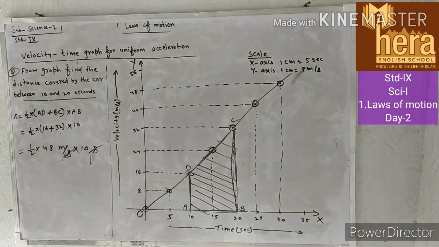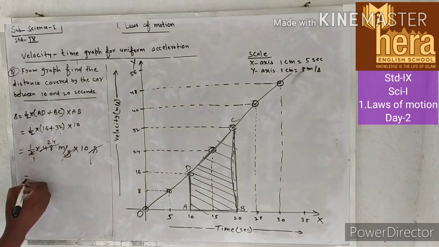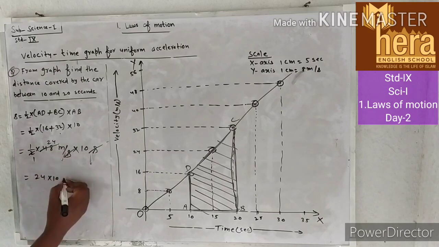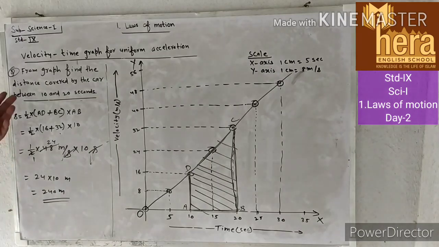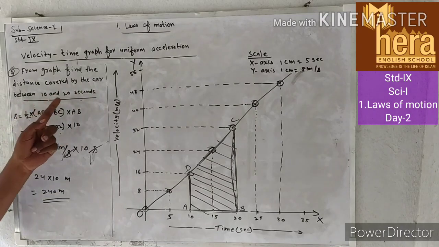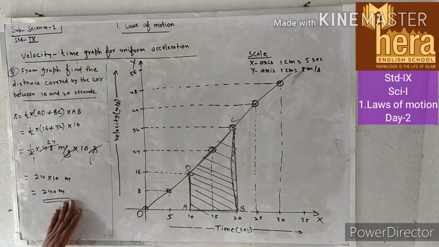Second, second cancel. 2 1 the 2, 2 to the 4, 4 to the 8. It means 24 into 10. Here is meter, so write here meter. This will be equal to 240 meter. So from the graph you can find distance covered by the car between 10 and 20 seconds. How much? That will be equal to 240 meter.